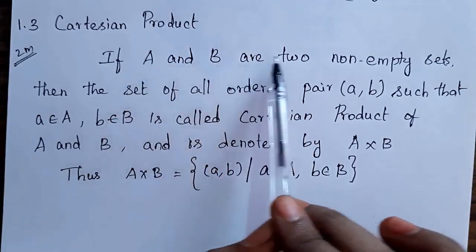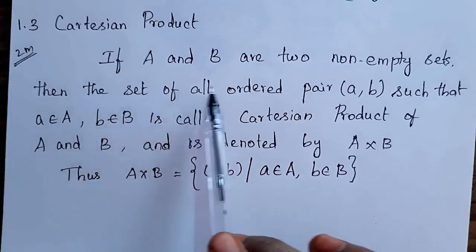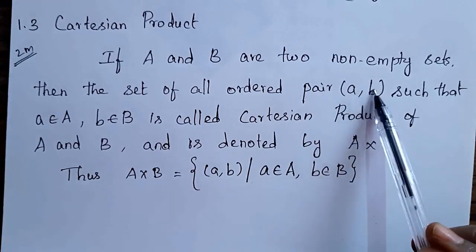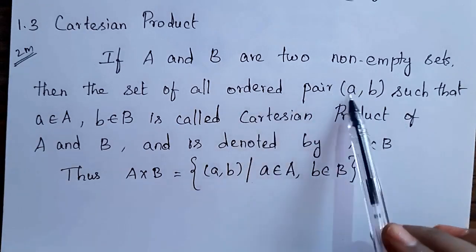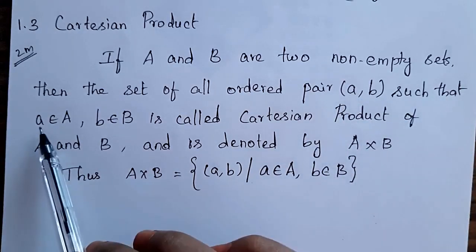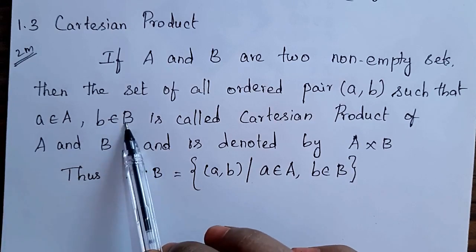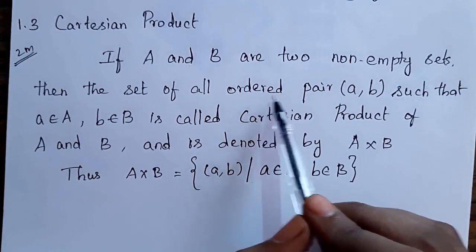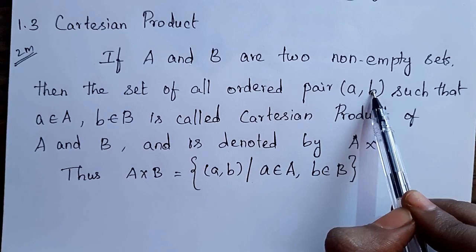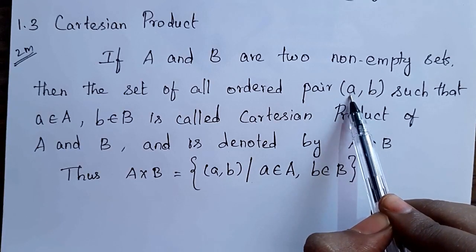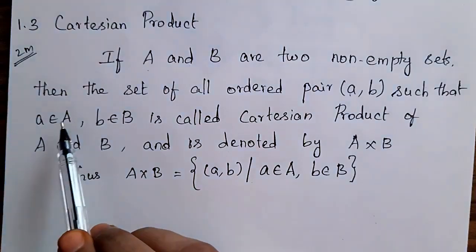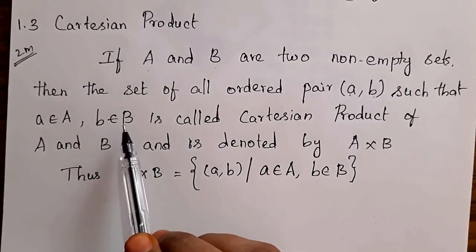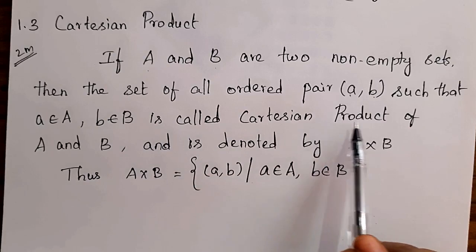If A and B are two non-empty sets, then the set of all ordered pairs (a, b) such that a belongs to A and b belongs to B is called the Cartesian product of A and B. The meaning is, if you write the ordered pair (a, b), the rule is that the small a should be from the set A, that is a belongs to A, and the small b belongs to the set B, that is b belongs to B. So this is called the Cartesian product.